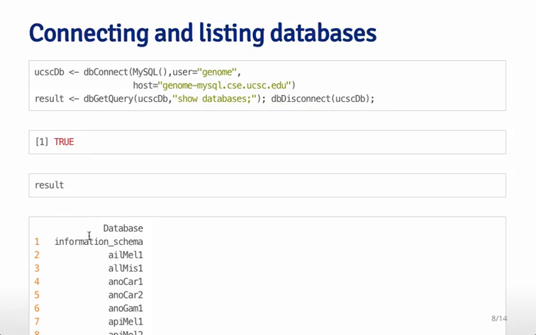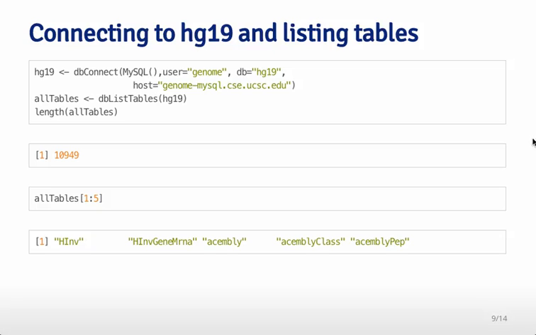Then if I go and look at result, what result will show is a list of all the databases that are available within the MySQL server that is located at this particular host address right here. So we're going to actually focus on one in particular, and that's hg19. hg19 is a particular build of the human genome, the 19th build of the human genome. So what we can do now is just run that dbConnect command again, but instead of just passing it the user, we'll also pass it the database. We'll say we want to access this database within this MySQL server.